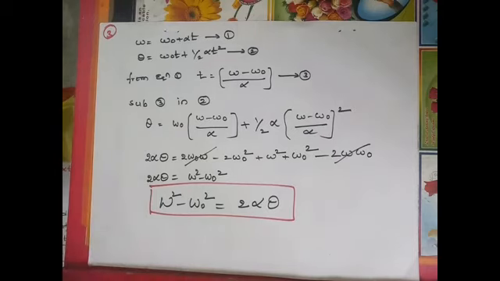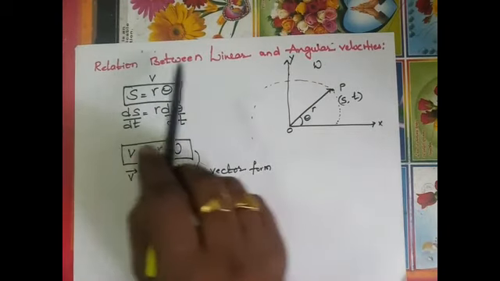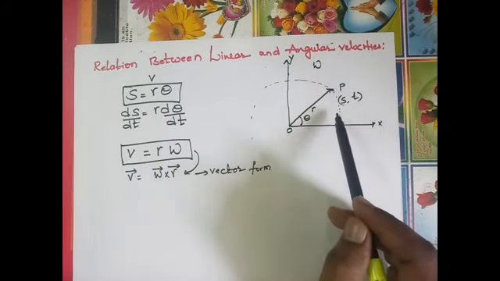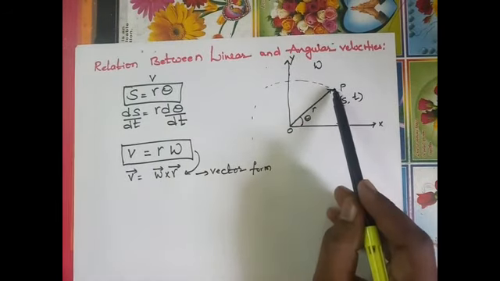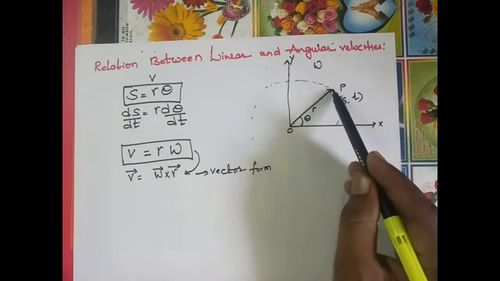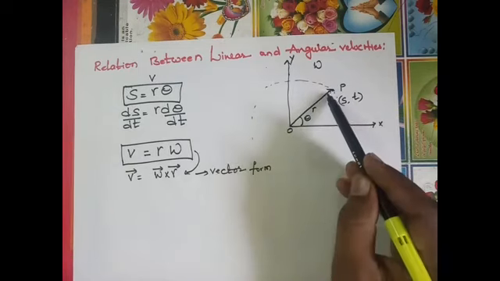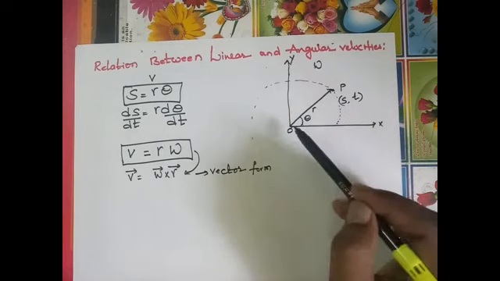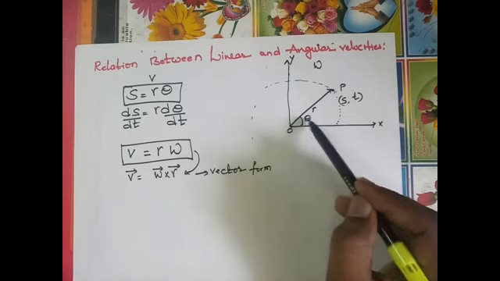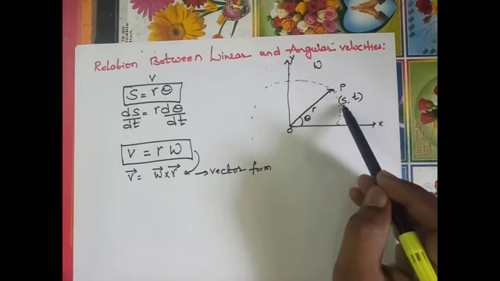Now let us see the relation between linear velocity and angular velocity. Let us establish the relation between linear and angular velocities. Here I am assuming a particle P in the rigid body. Let us assume this particle is moving on a circular path with radius r. O is the center of the circular path, and it makes an angle theta with the x-axis. The distance traveled by this particle is s in time t.